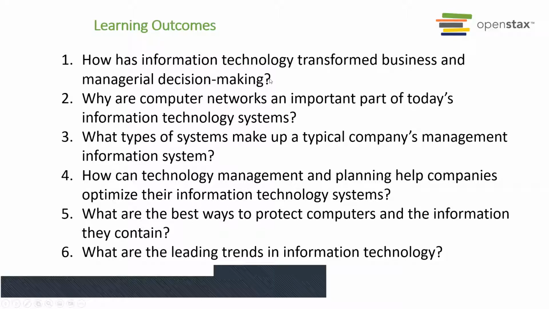So how has information technology transformed business and managerial decision making? Why are computer networks an important part of today's information technology system? What types of systems make up a typical company's management information system? How can technology management and planning help companies optimize their information technology systems? What are the best ways to protect computers and the information they contain? What are the leading trends in information technology?